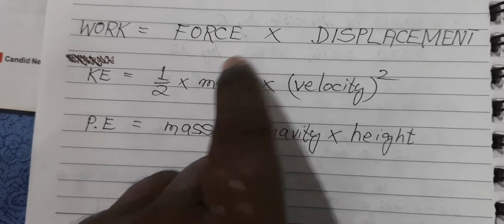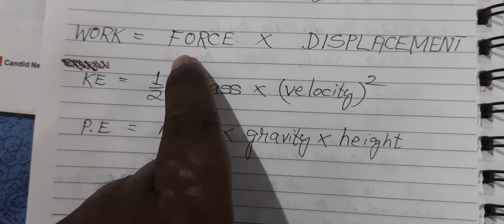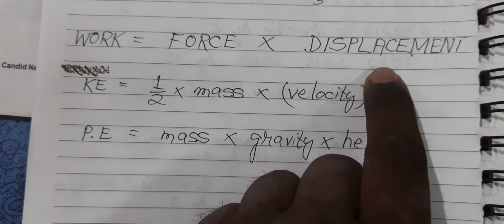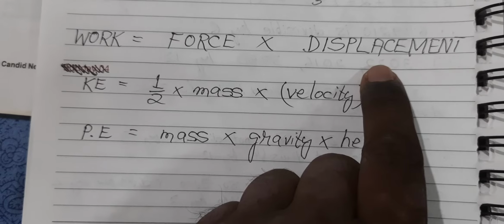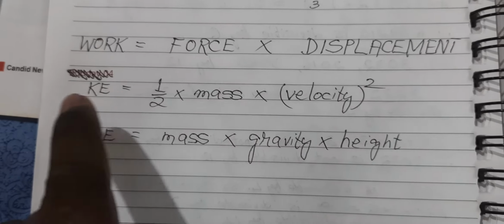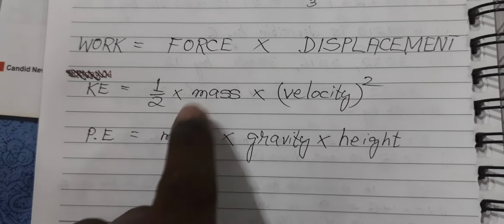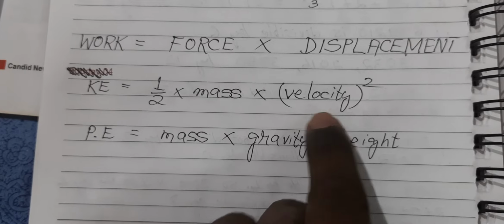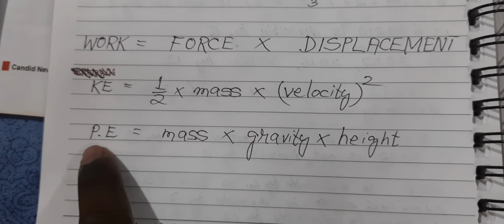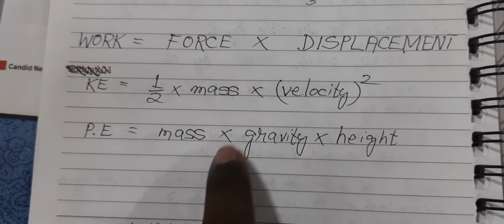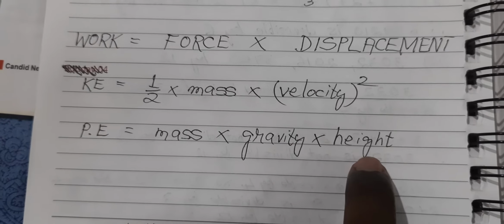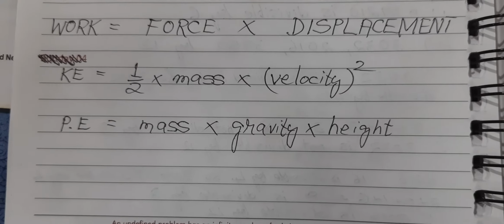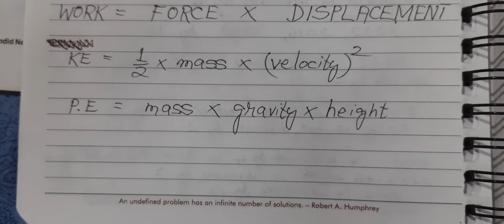Work equals force into displacement, the amount of force that is applied on a body and how much that force is able to move that body in the direction of force, that is called displacement. So work equals force into displacement. Next, kinetic energy's formula is half into mass into square of velocity. And the third one is the formula for potential energy. The formula is mass into gravity into height. Alright. So now let us do the numerical problems related to these three topics.